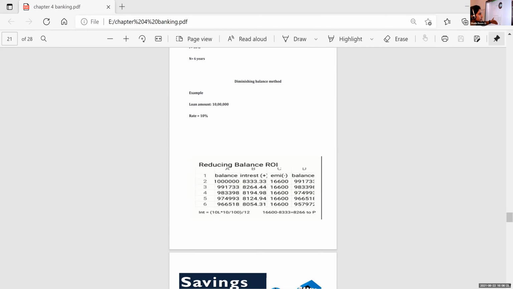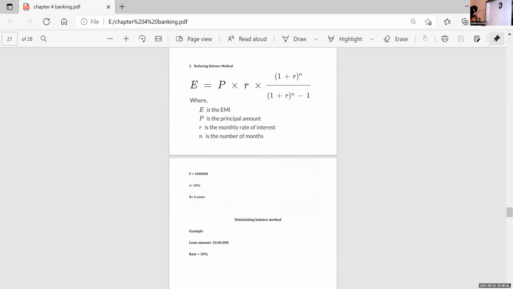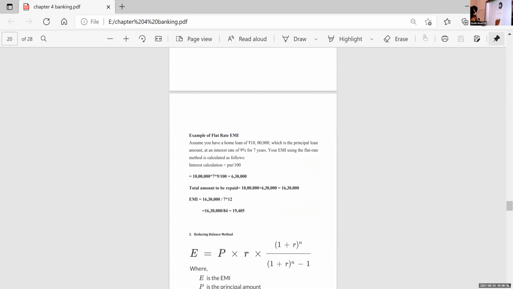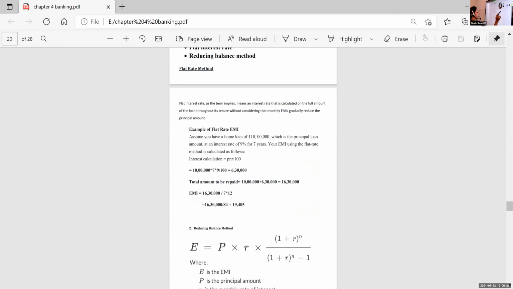By continuing this process, you get the balance amount zero. But in the fixed method, this is not happening. Upon the 10 lakh only, we are finding the interest for the whole year. The principal amount is not getting reduced. It is fixed only. This is the difference.